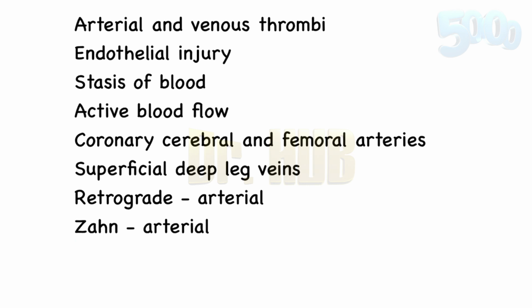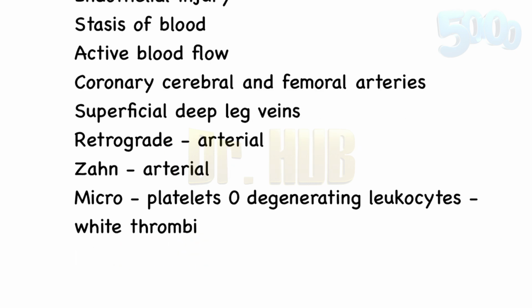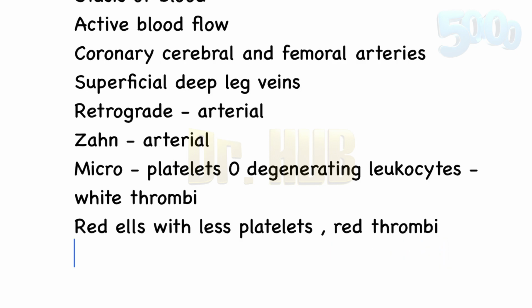Now, talking about the microscopy. In arterial, it's a fibrin meshwork of platelets, fibrin, red cells, and also degenerating leukocytes. These are known as the white thrombi. Now, in case of venous, it is the red cells mixed with relatively fewer platelets, and they are known as the red thrombi.